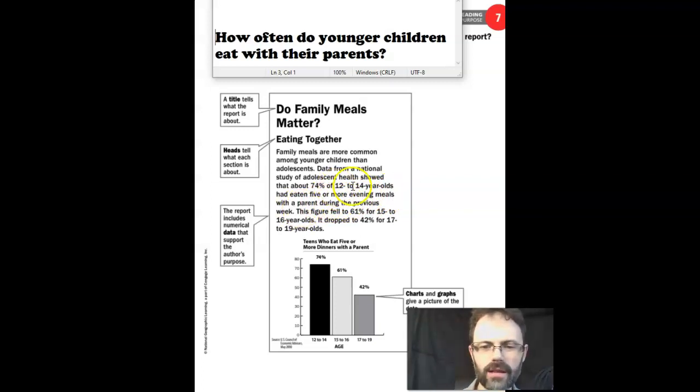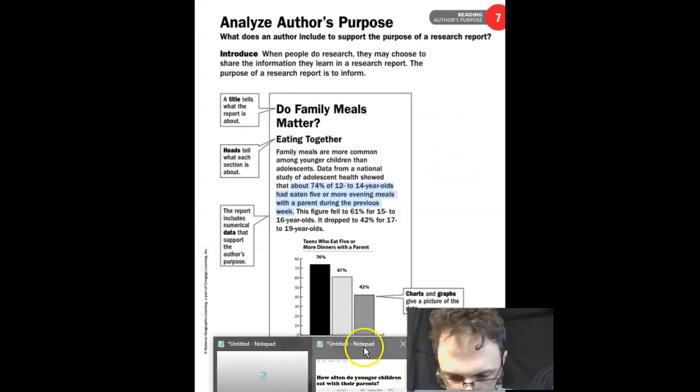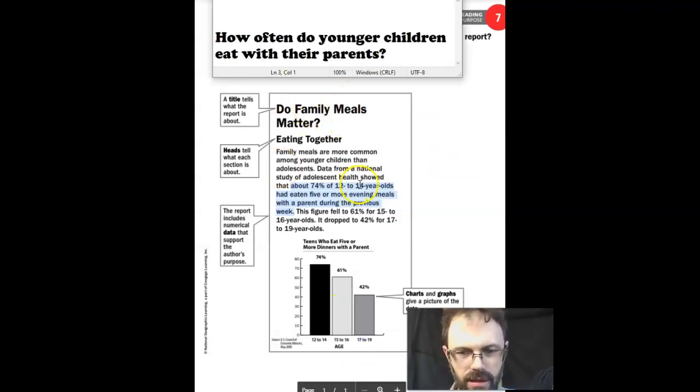Okay, so right there, there's a right there answer. I didn't even have to finish it. I mean, you should read it, of course, but I got it. It's right there. It's a right there answer. So the answer is right there. It's 74% of 12 to 14-year-olds have eaten 5 or more evening meals with their parents during the previous week. So there's a right there question, and there's the answer.